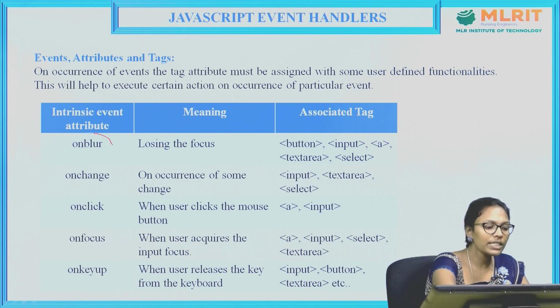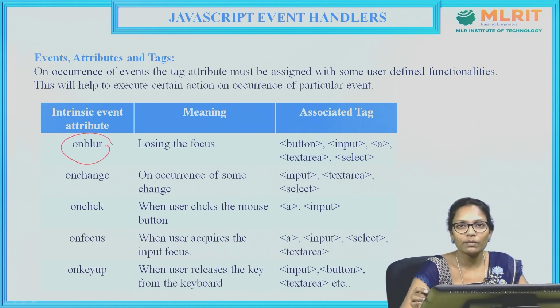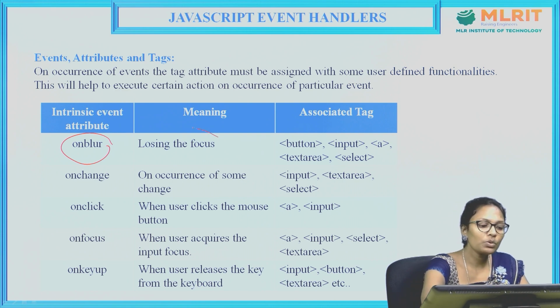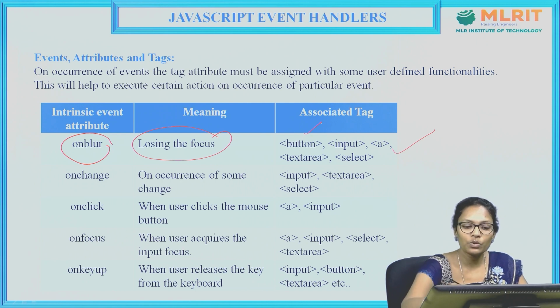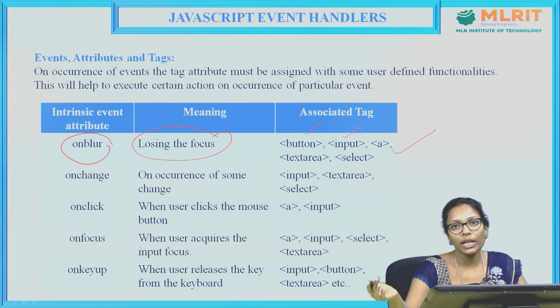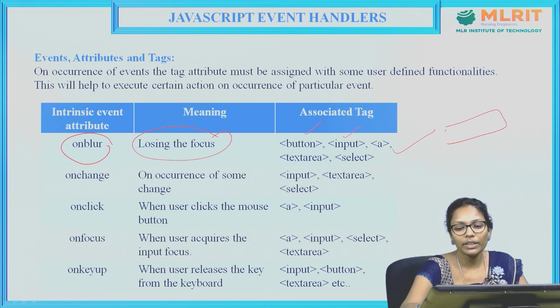The first one is onblur. Onblur is one of the events. When this event occurs, along with which tags can I use it? Onblur means losing the focus. Whenever you click elsewhere, a button may lose the focus. Along with these tags I can use this event: the button tag, input type equal to button, or input type equal to text field. For example, I have a text field with some text. If I remove that, it is losing the focus. If I am giving something, it is gaining the focus. Like that, with all these tags, I can use the onblur event.